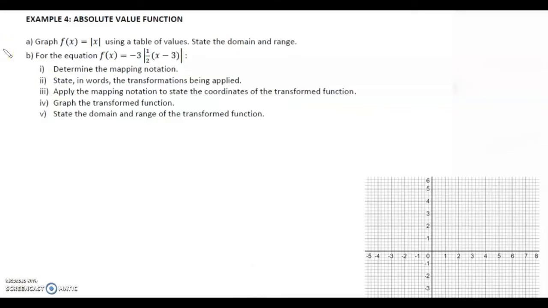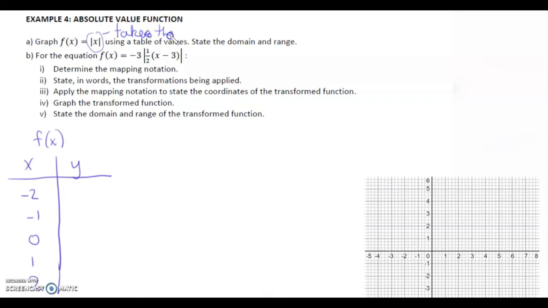Example 4, absolute value function. So graph f at x equals absolute value of x using a table of values and state the domain and range. So the absolute value x function is going to look like a V, okay? So what we're going to use for the x is -2, -1, 0, 1, and 2. And if you're not too familiar with the absolute value function, absolute value means all the time take the positive.